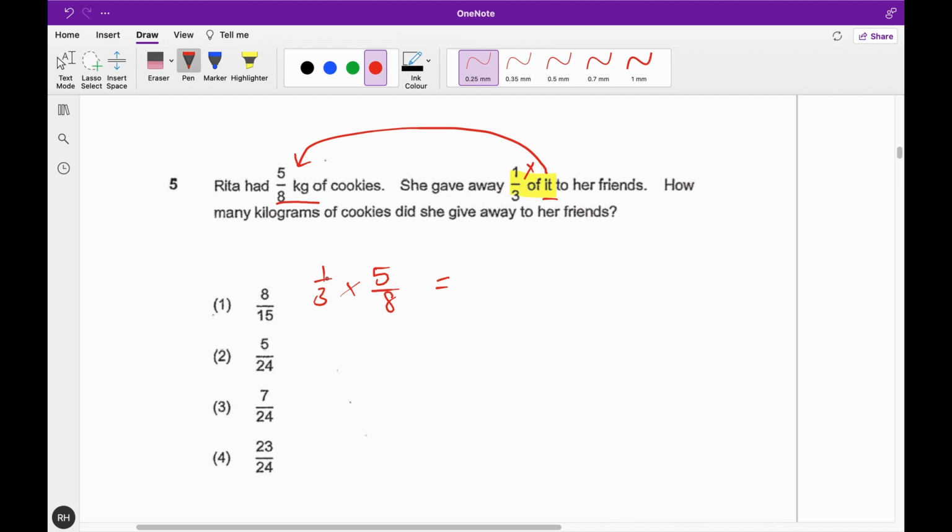When it comes to times fraction, we can just times directly. Okay, so we can do 1 times 5 equals to 5. 3 times 8, we have 24. So answer is 5 out of 24. Option 2.